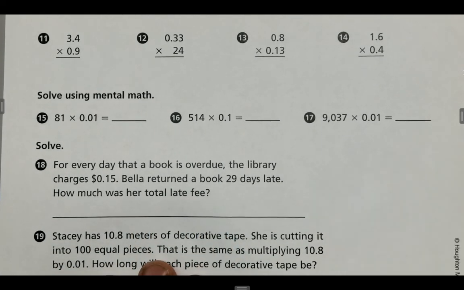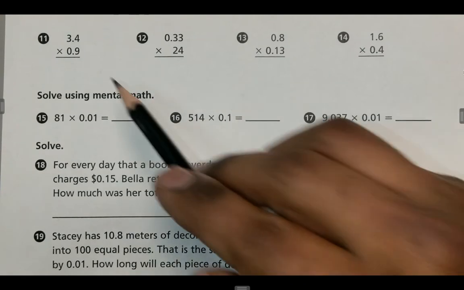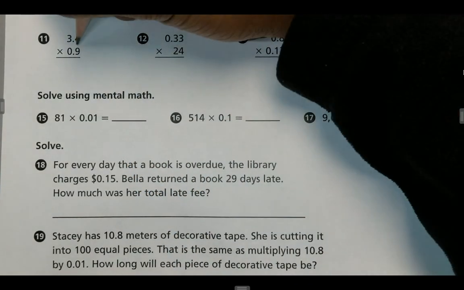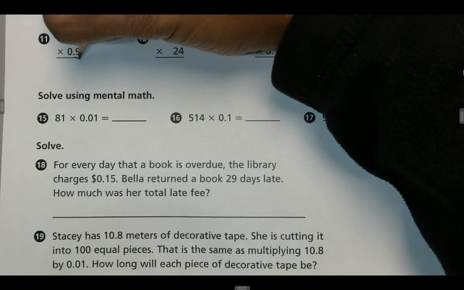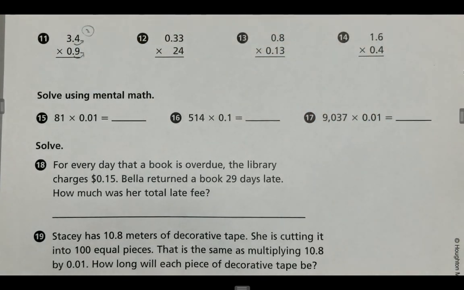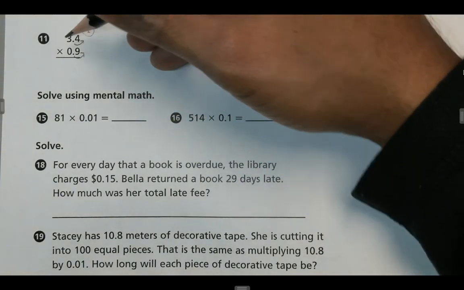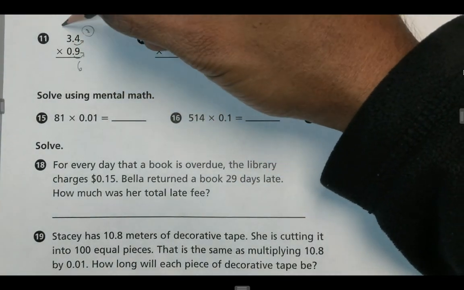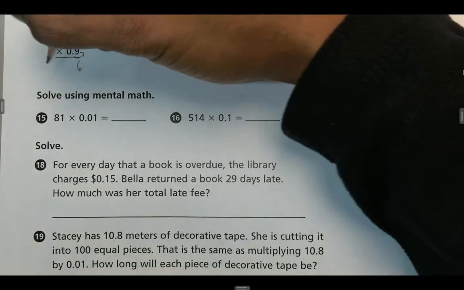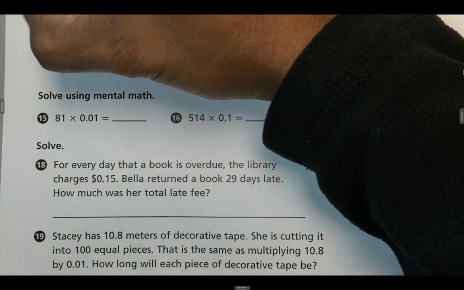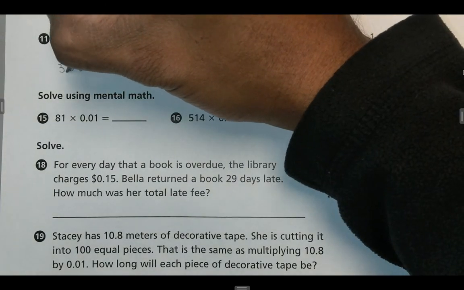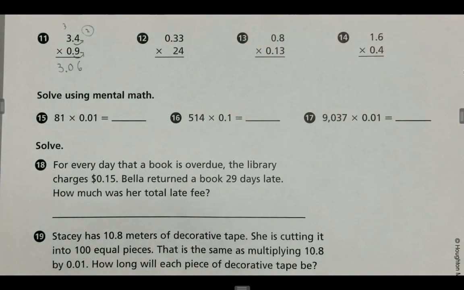Number 11, 3 and 4/10 multiplied by 9/10. Let's count our pushes. Whoop, whoop. 2 pushes. Solve it as if it's 34 times 9. 9 times 4 is 36. 6 comes down, 3 gets carried. 9 times 3 is 27, plus the 3 is 30. Come in 2 place values. Pew, pew. 3 and 6/100.